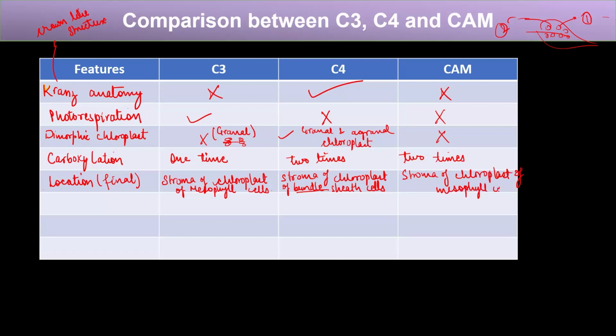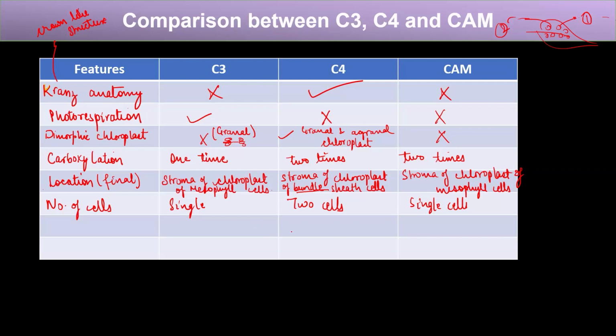Mesophyll cells. Okay. Now, the number of cells that are involved. Here, in C3, we have a single cell, that is the mesophyll cell. Here, we have two cells, that is mesophyll and bundle sheath cells. And here, again, we have a single cell. It takes place at one time, while this takes place in two different cells, but at one time.